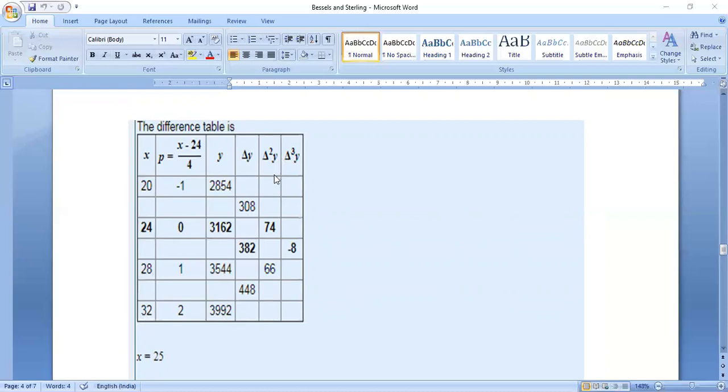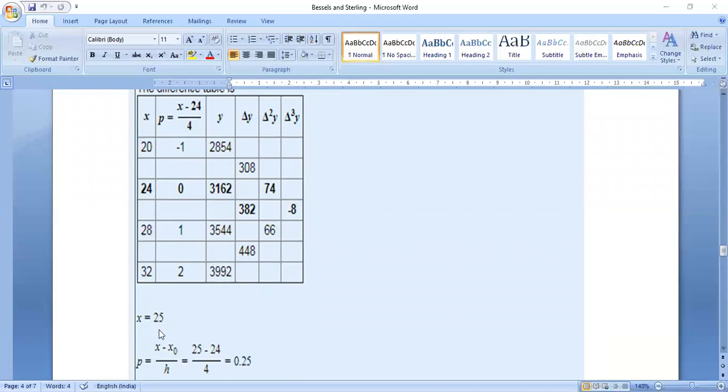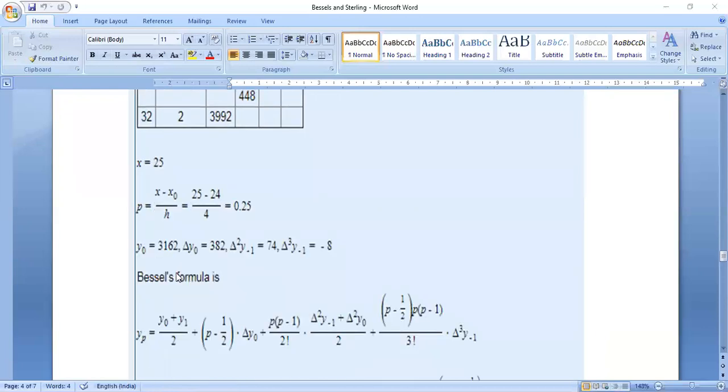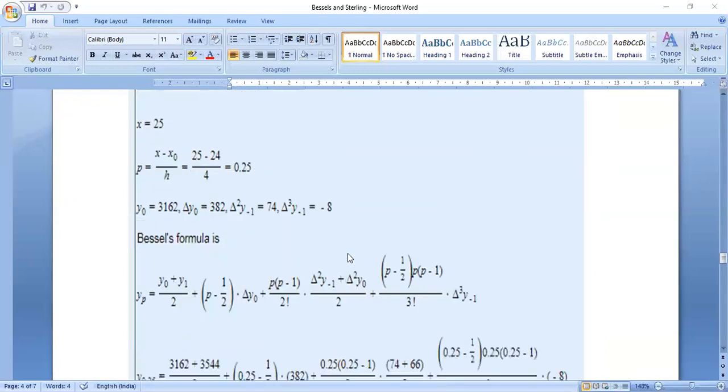So next we can find the delta square y. Delta square y has been found from 382 minus 308, which is equal to 74, and then 66. And delta cube is equal to 66 minus 74, which is equal to minus 8. Here x is equal to 25 and p is equal to 25 minus 24 divided by 4, which is equal to 1 by 4 or 0.25. And here y naught is equal to 3162, delta y naught is equal to 382, delta square y minus 1 is equal to 74, delta cube y minus 1 is equal to minus 8.